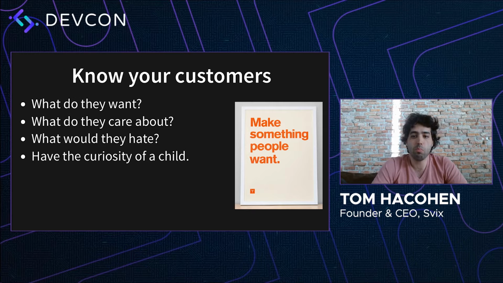The now immortal motto of Y Combinator is: make something people want. In order to make something people want, you have to know your customers and what they want. So you have to ask, what do they want? What do they care about? What would they hate? Really have the curiosity of a child. And similar to understanding your tech stack, if you don't understand what your customers want, you're essentially playing a game where you don't know the rules. So it's extremely important, and we're going to build on this for the rest of the talk.